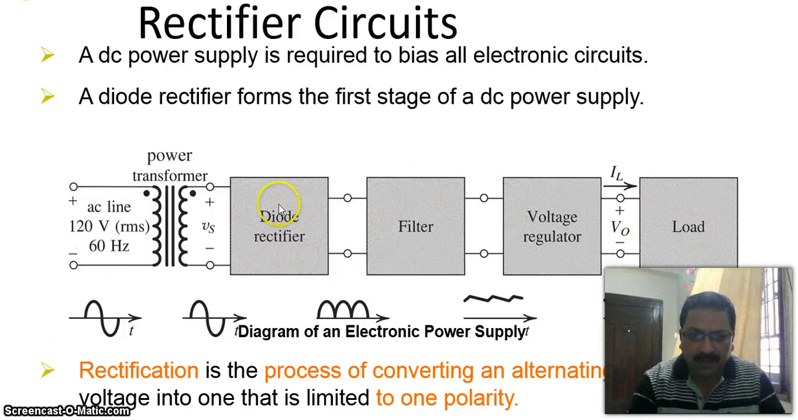Coming to the diode rectifier, there can be two types: one is the half wave rectifier, another is the full wave rectifier. In the half wave rectifier, only the positive part of the AC voltage is transmitted and the negative part is not transmitted. Whereas in the full wave rectifier, the positive part is transmitted, the negative part is converted to positive, and it is transmitted. How this happens, let us see in the next video.